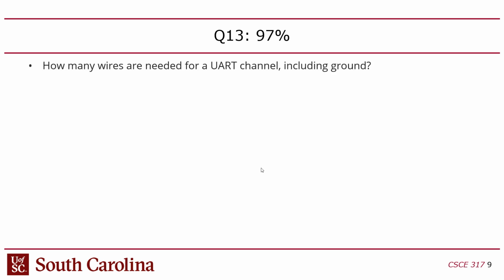How many wires are needed for UART? How many wires are needed, including ground? 3, right?